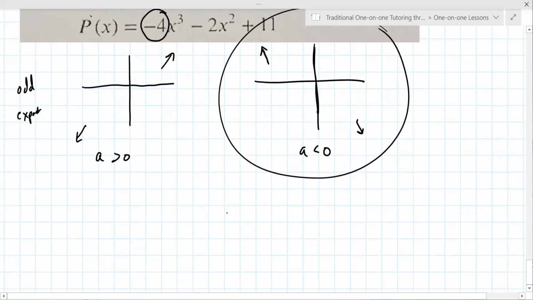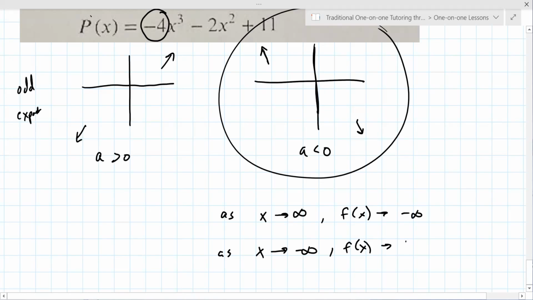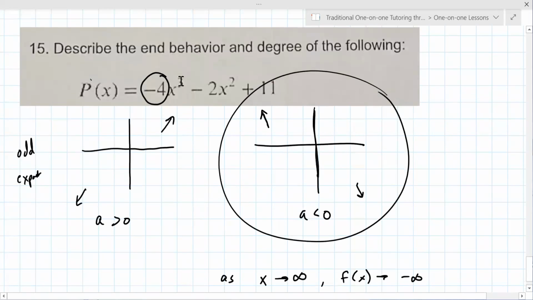So now we have to give the end behavior. Some textbooks say this strangely, but it's better to say as x goes to infinity, as x goes to negative infinity. As x goes to infinity means over here on the right side. So how far down is that going? Negative infinity. And then going the other way, as x goes to negative infinity, f of x goes to positive infinity. Now, if this were a 4, it would be totally different. But if it was a 5, it would be exactly the same.